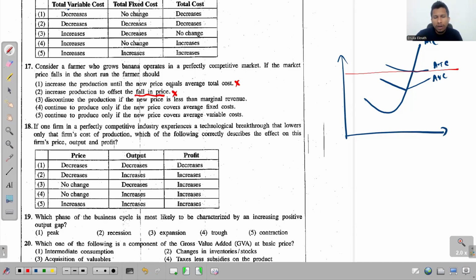So this is also ignorable there. The third one says discontinue the production. That is also possible. Discontinue the production if the price is less than the marginal, that is the problem. See, if the farmer is rational, he can discontinue the production based on a certain condition, but not based on this given condition.